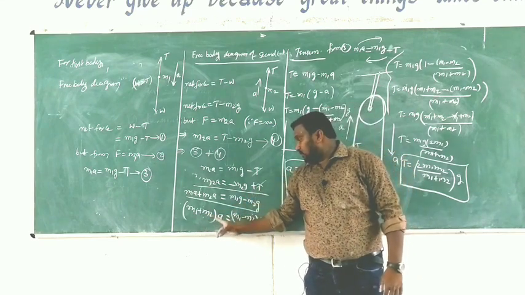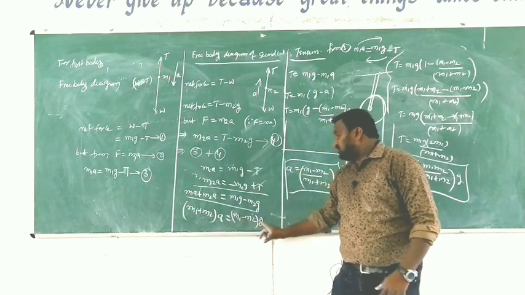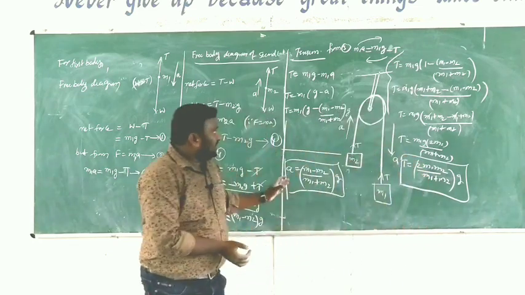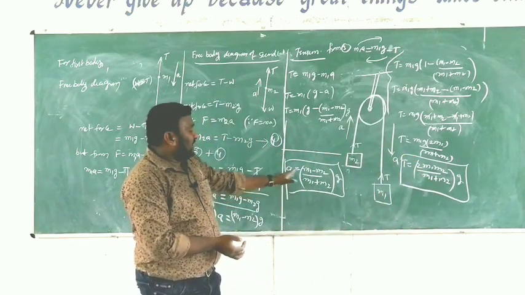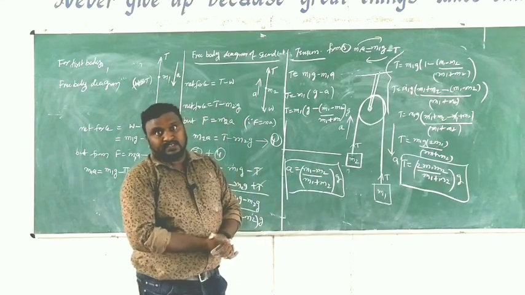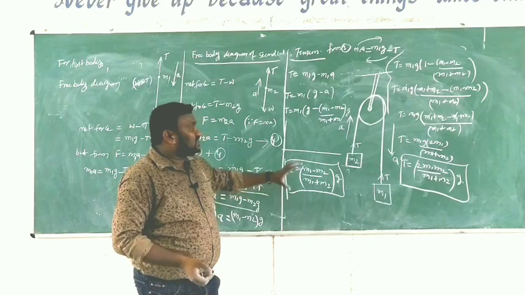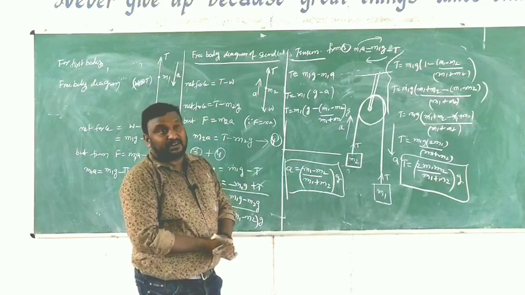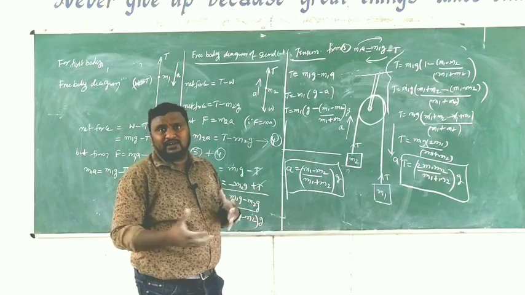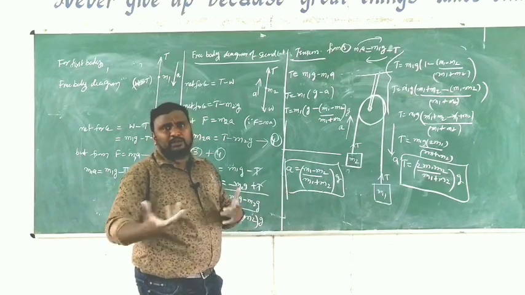m1 plus m2 into a is equal to m1 minus m2 into g. From that what will we get? a is equal to m1 minus m2 by m1 plus m2 into g. So this is the common acceleration of the two bodies. Clear? By using that we have so many applications for the competitive level. We have so many problems there.